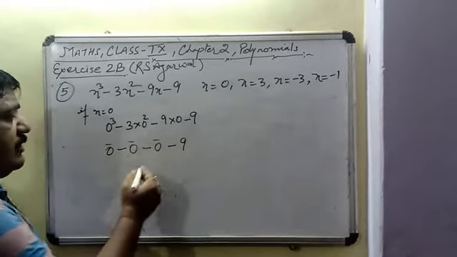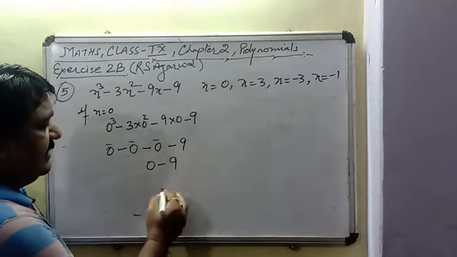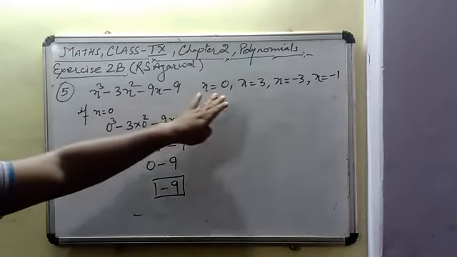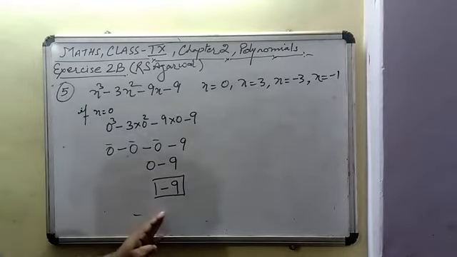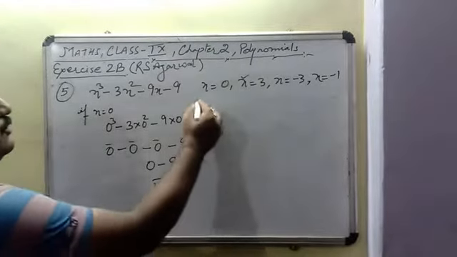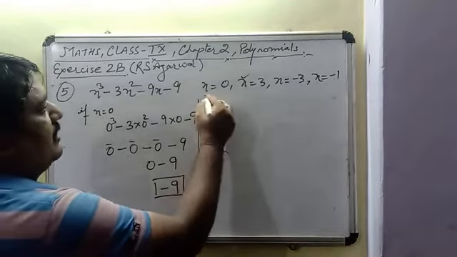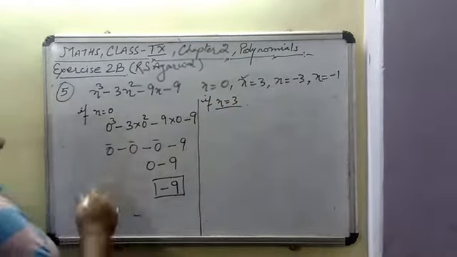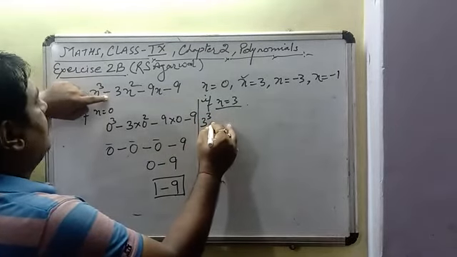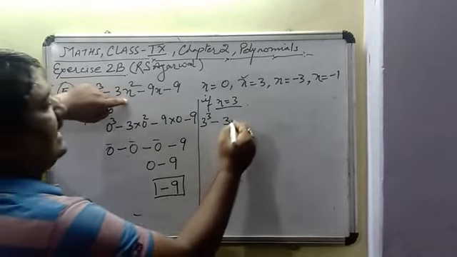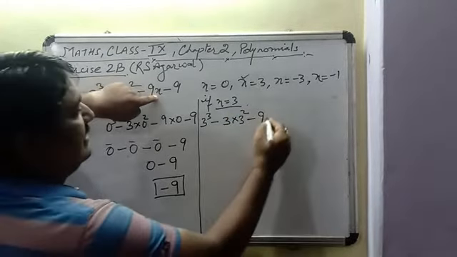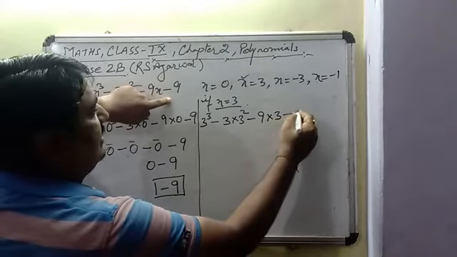ये पूरी की पूरी वैल्यू जो खत्म ही है 0 minus 9, the result is minus 9. So if we put x equals to 0 in the given polynomial, the value of the polynomial will become minus 9. Now put the value x equals to 3 in the given polynomial. If x equals to 3, then what will happen? This is x cube, that means 3 cube, minus 3x square, that means 3 square, minus 9 into x, that means into 3, and minus 9.